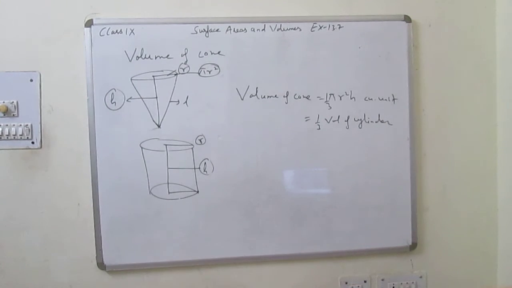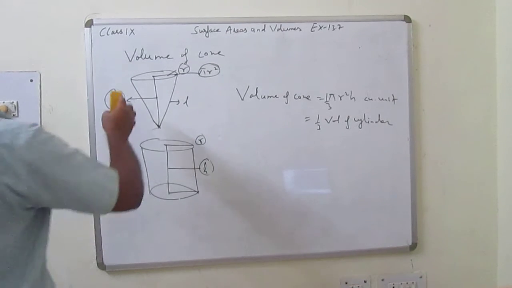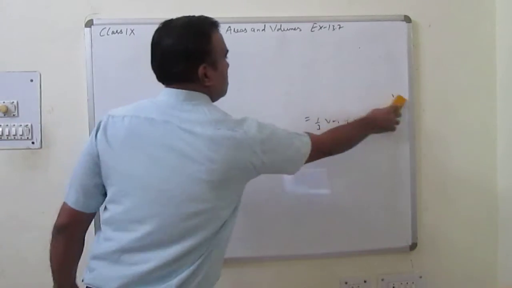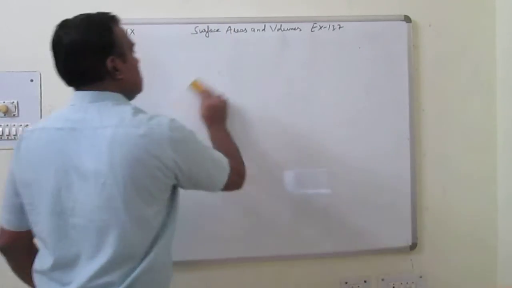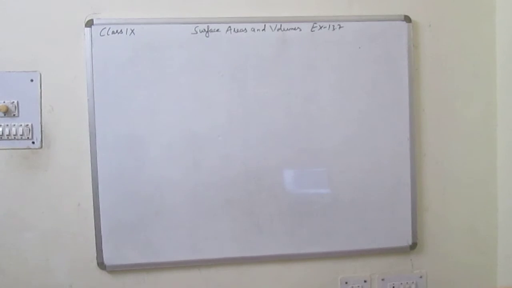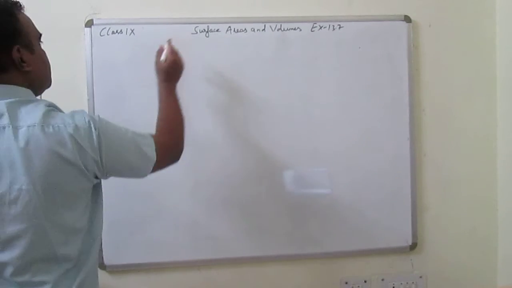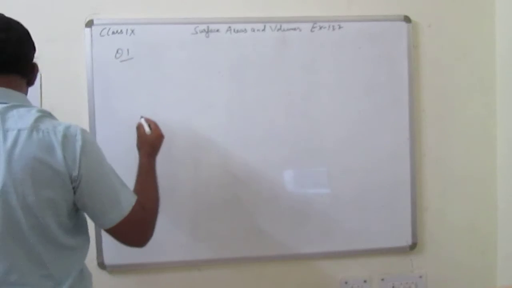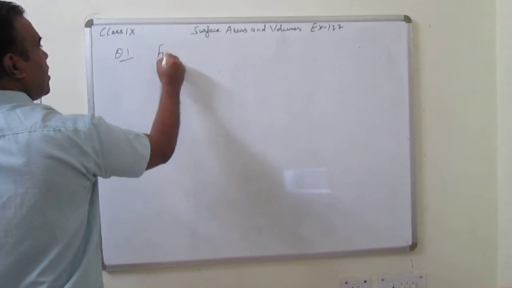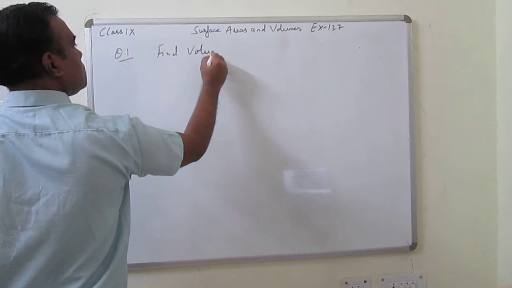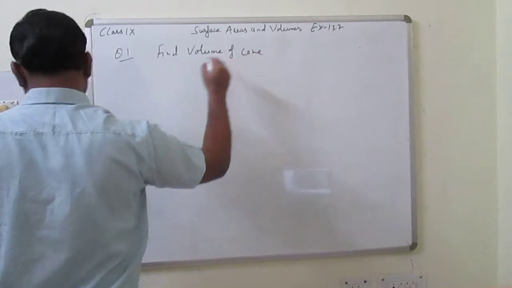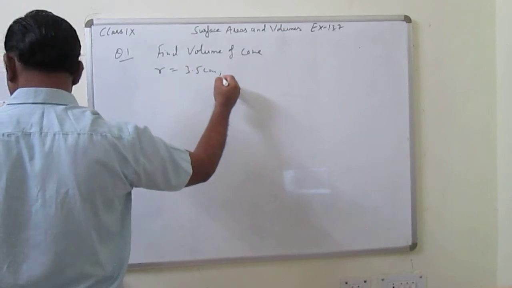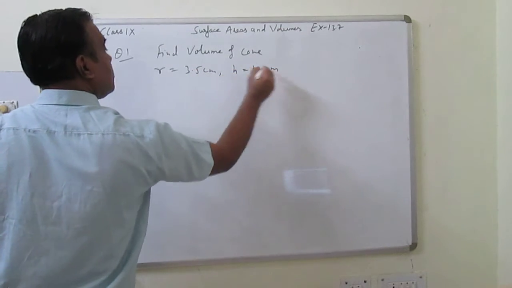Now question number first. Find the volume of right circular cone. Find करना है volume of cone, right circular cone. Radius है 3.5 सेंटीमीटर and height है 12 सेंटीमीटर.